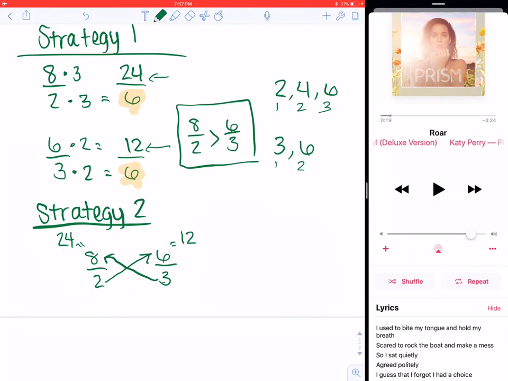Hey, look, that's what our strategy 1 ended up coming out to. This 24 is the same as 24, and 12 is the same as 12. So by cross multiplying, I'm essentially coming up with equivalent fractions, or fractions that have equal denominators or equal pieces. So again, I'm going to compare, and based on the fact that 24 is larger than 12, I'm going to say 8/2 is greater than 6/3. And that is how you compare fractions. So go ahead and play, pause, and repeat as you practice to make sure you truly understand how to compare fractions.